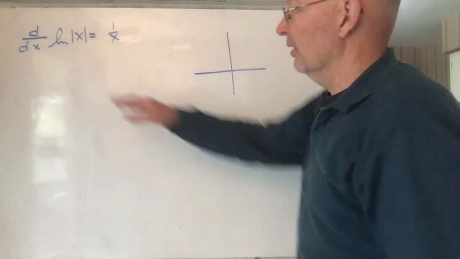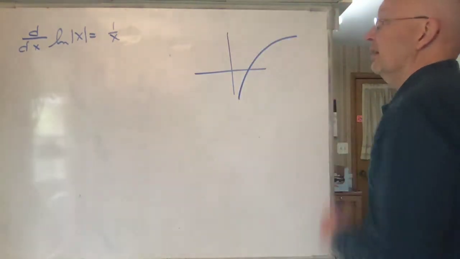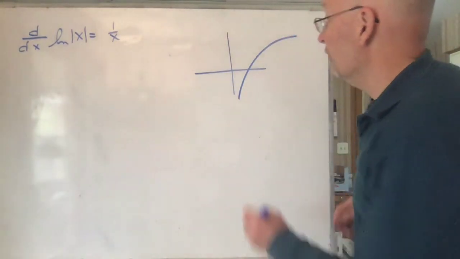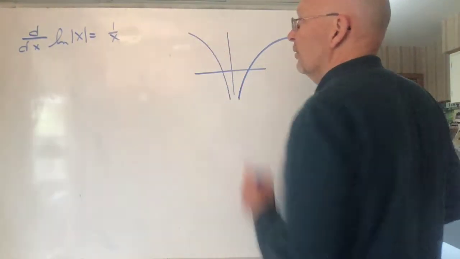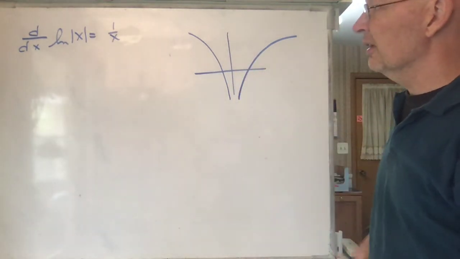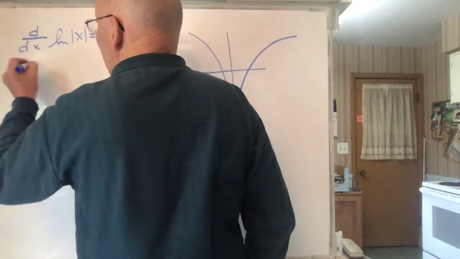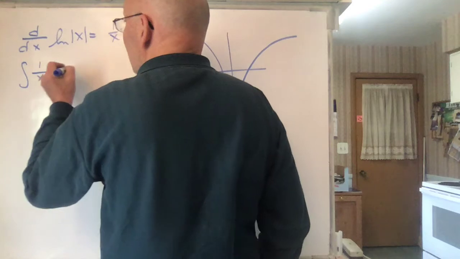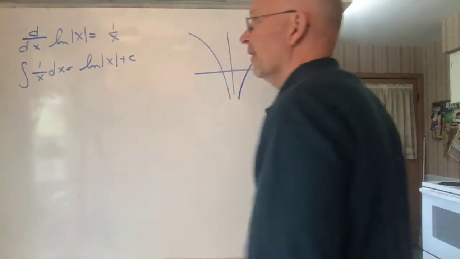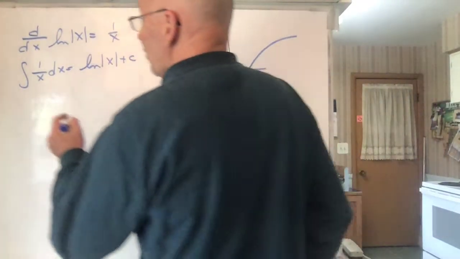What's the advantage of saying this rather than the ln of x? The ln of x has a domain just for positive values. The ln of the absolute value of x has this as the domain. So it's a function with a larger domain. You can do more with it. So it's a little nicer to be able to say that the antiderivative of 1 over x is the ln of the absolute value of x. You can do a little bit more with it there, a little more general. So anyway, let's prove this fact. So how do we prove it?